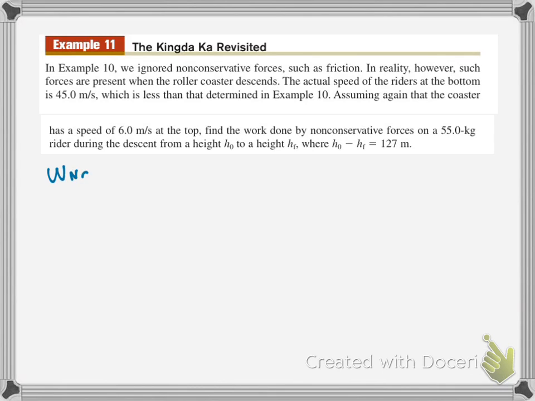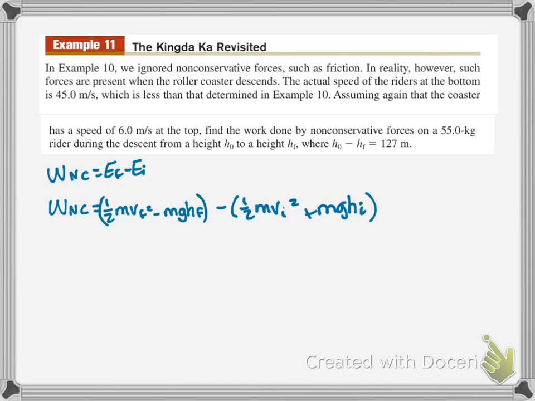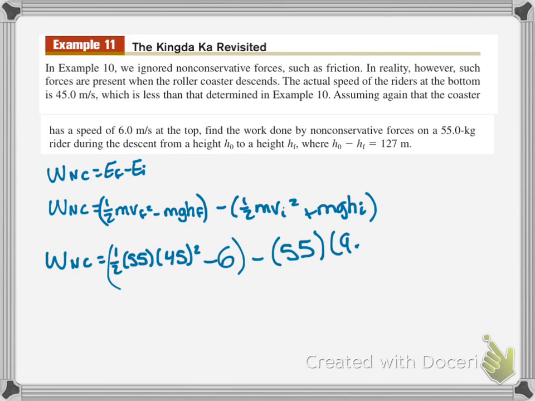So for this problem, we can use the equation that we saw in the section, which is that the non-conservative work is equal to the final mechanical energy minus the initial mechanical energy. So if we expand this equation, we get that the non-conservative work is equal to 1/2 m v final squared plus the mass times gravity times the height of the final value, minus 1/2 m v initial squared plus the mass times gravity times the height of the initial value. And then once we have that, we can plug in the numbers.